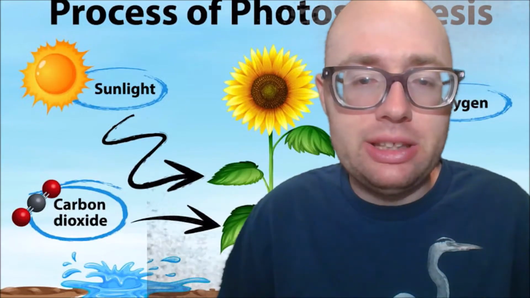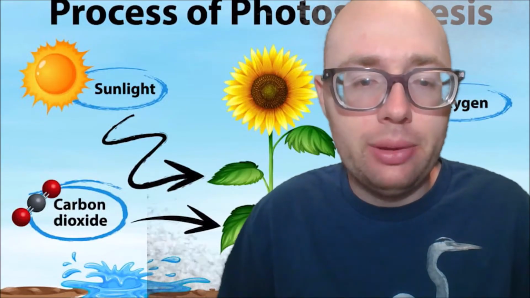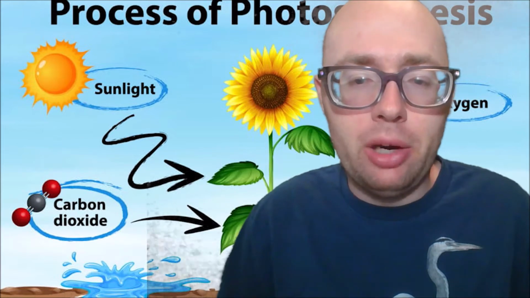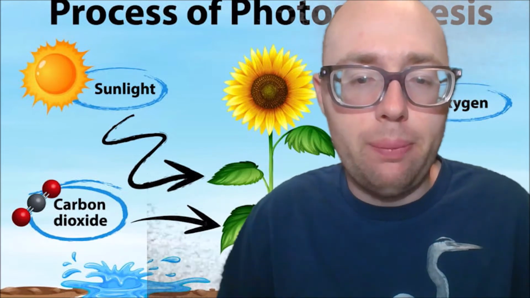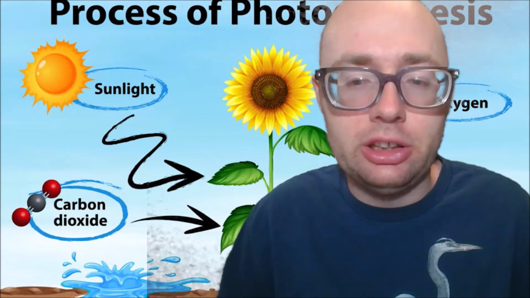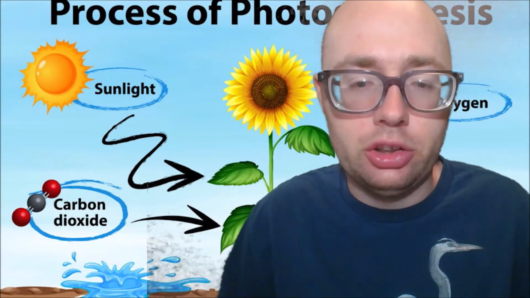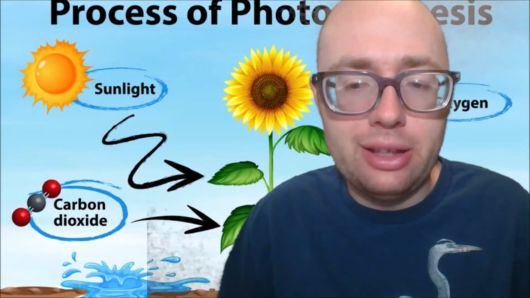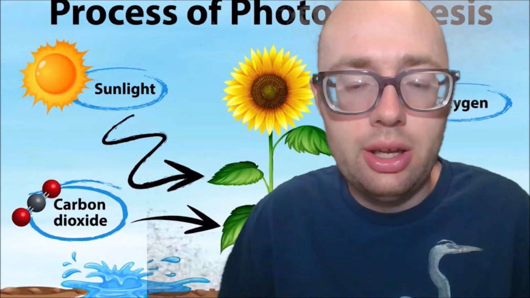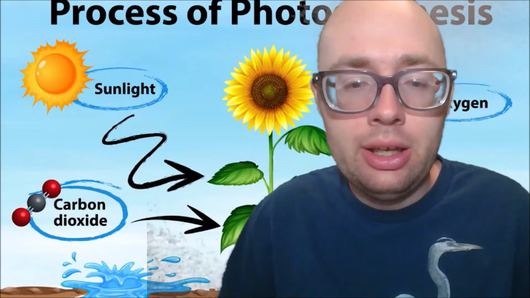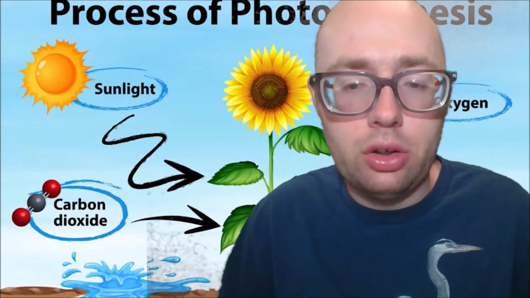Today I'm going to tell you about photosynthesis. Plants make their own food in a process called photosynthesis. Photosynthesis is the process plants use to change light energy into chemical energy. Plants collect energy from sunlight and use this energy to make a sugar called glucose. This chemical energy is stored in the form of glucose.